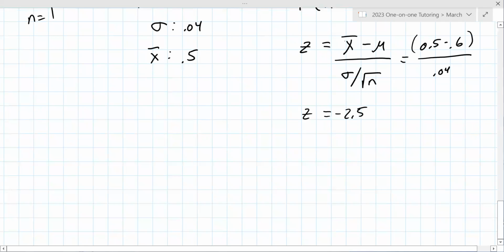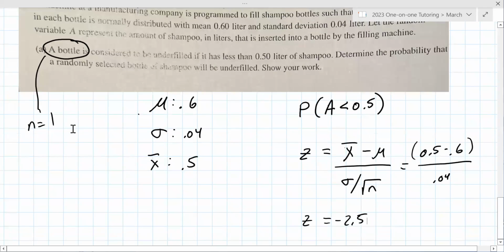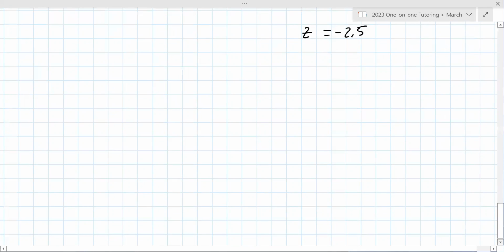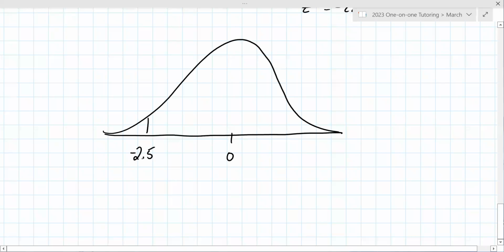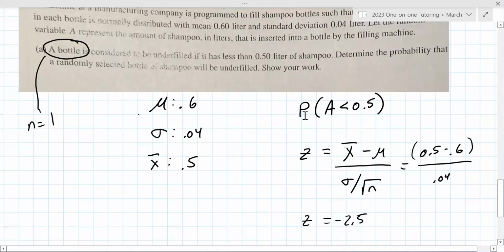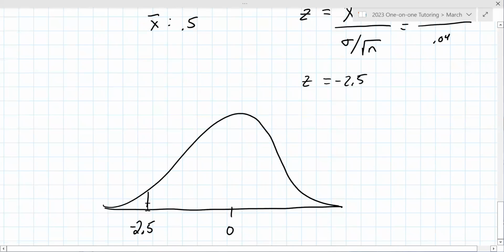I think it's good. No, we've got to find the probability. I think it's good to draw a normal distribution each time. The zero is right in the middle, minus 2.5 is somewhere there. And what you have to decide, based on the inequality here, is are we shading left or right of this value? We'd be shading left, no? Yes, left. And then you can use a table or your calculator.